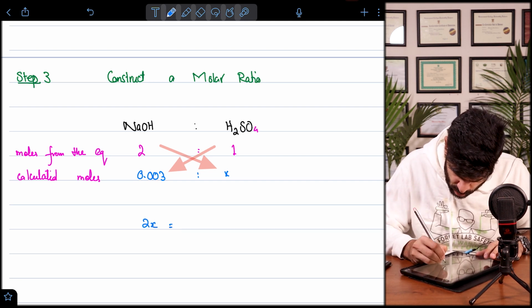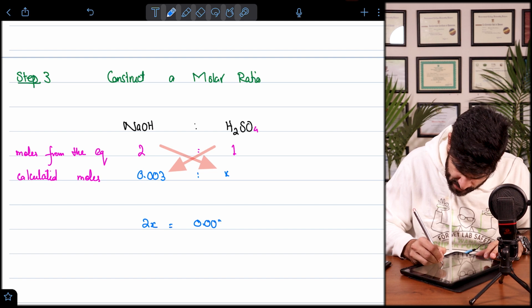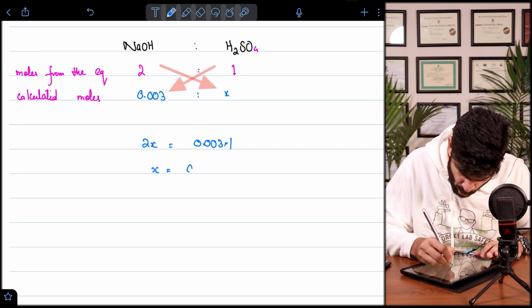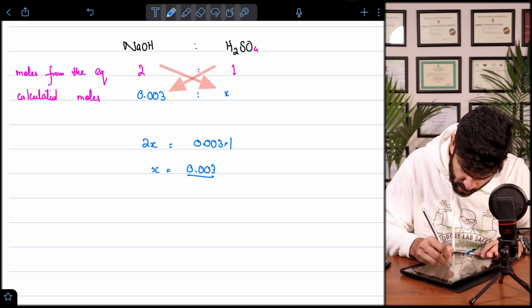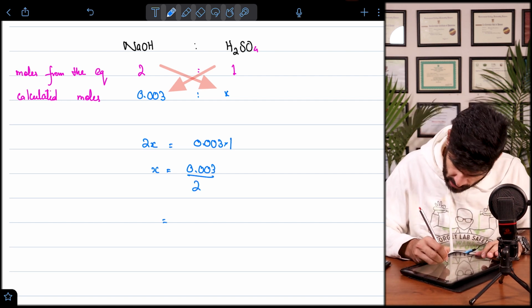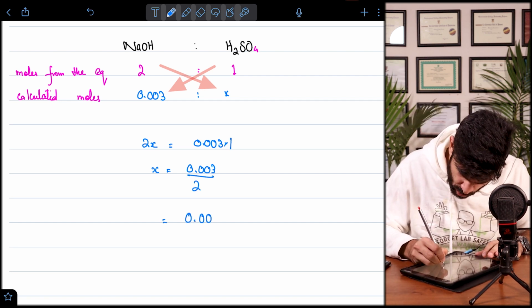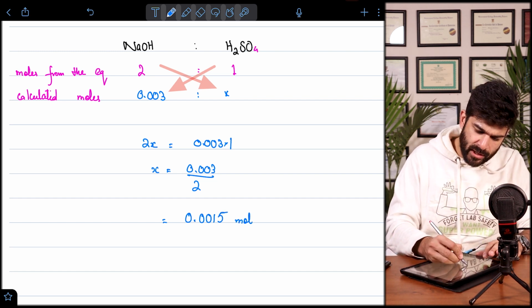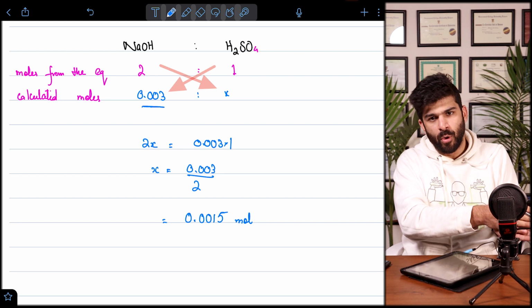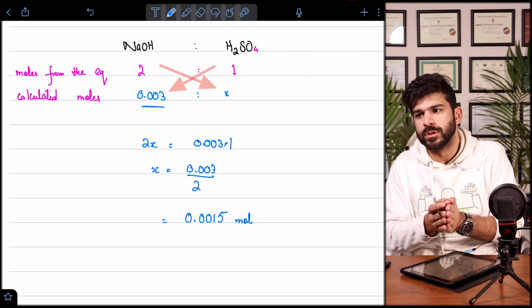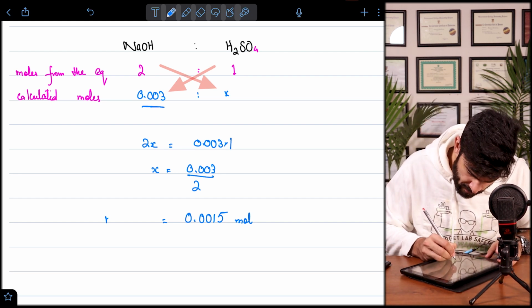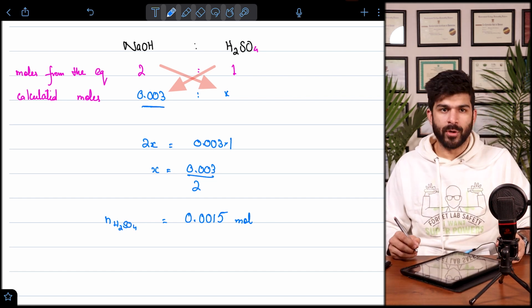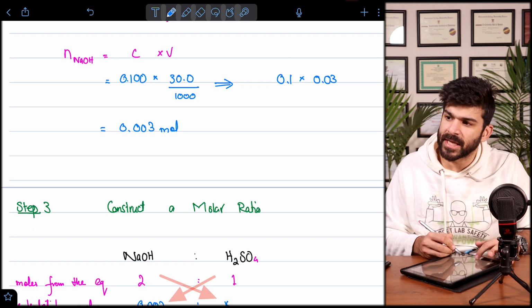This becomes 2x equals 0.003 into 1. So x equals 0.003 divided by 2. And the answer becomes 0.0015 moles. Since you have calculated from one value of moles, the other answer will also be in moles. So this is the moles of H2SO4. Now you have calculated the moles of the unknown using the molar ratio, which is step 3.